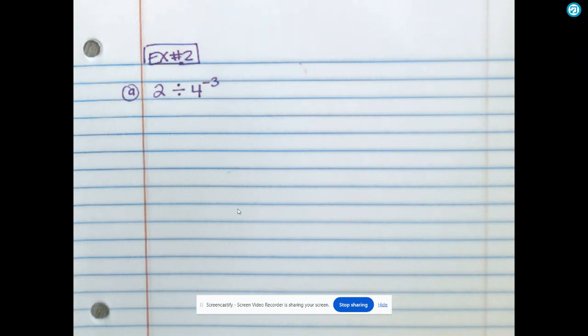Okay, or if you're completely simplifying, you can get away without doing that just by applying your exponent rules. You can do it either way. I'm going to do it both ways just to show you.